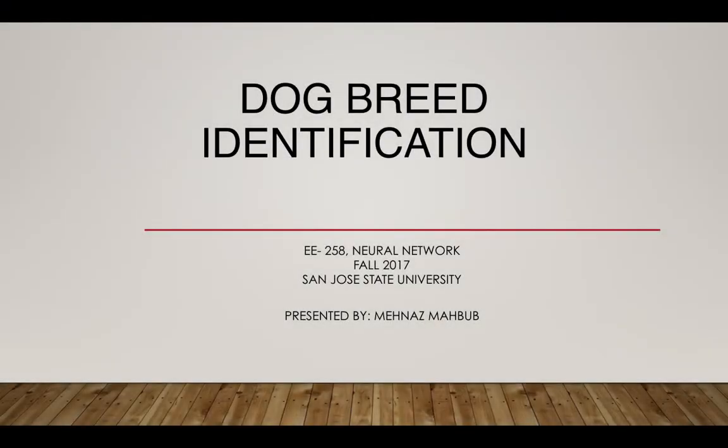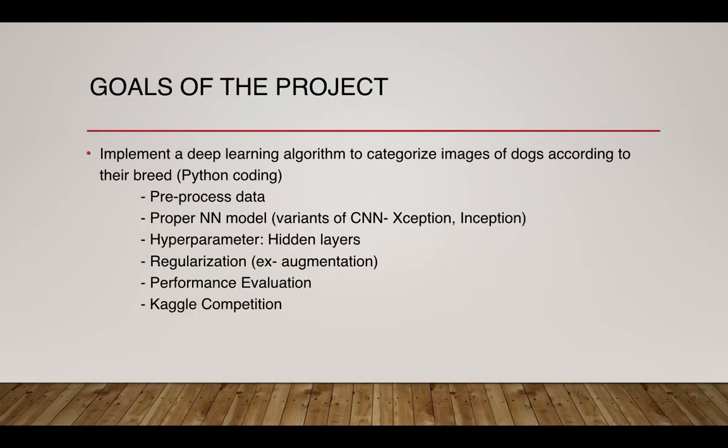Hello everyone. In this video, I'm going to present one of my graduate projects that I did for my neural network class. It was an image classification project called Dog Breed Identification. The goal of this project was to implement a deep learning algorithm to categorize images of dogs according to their breed by implementing Python coding.